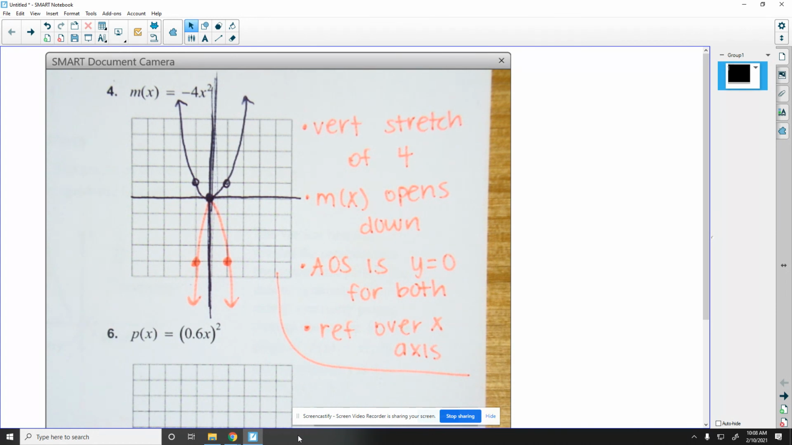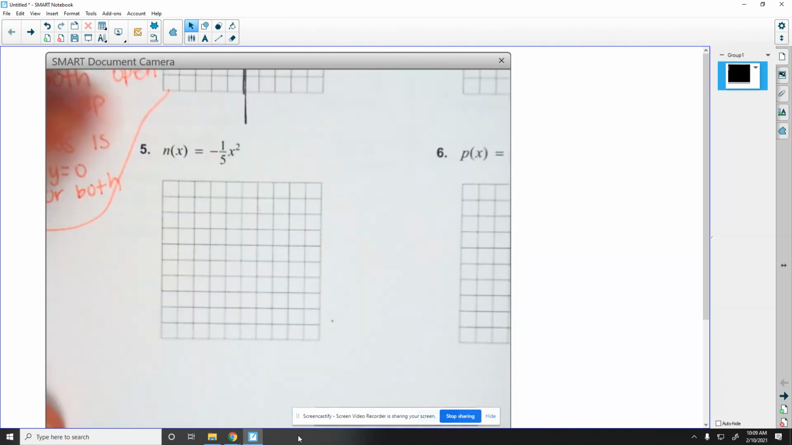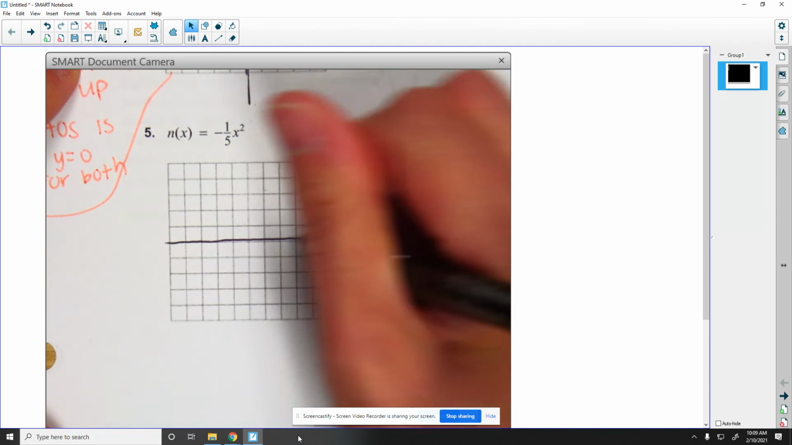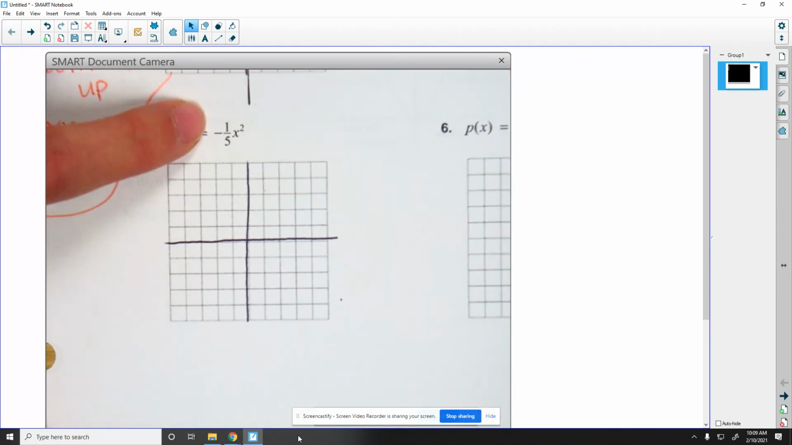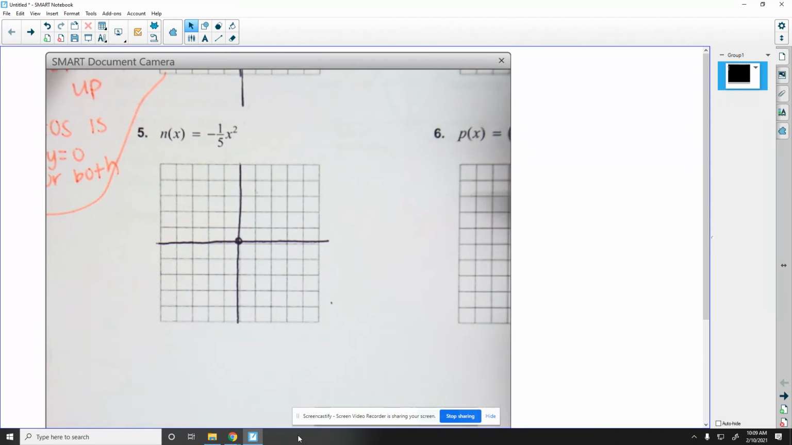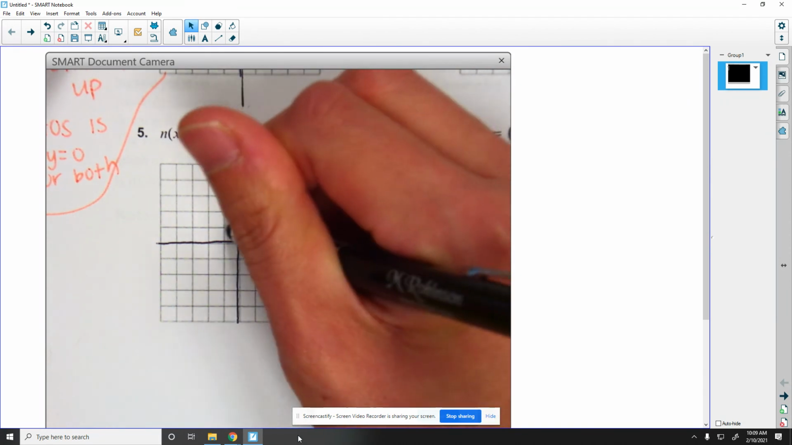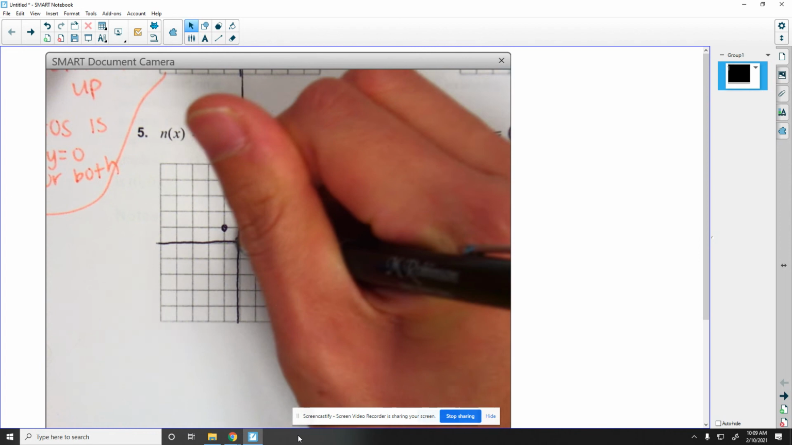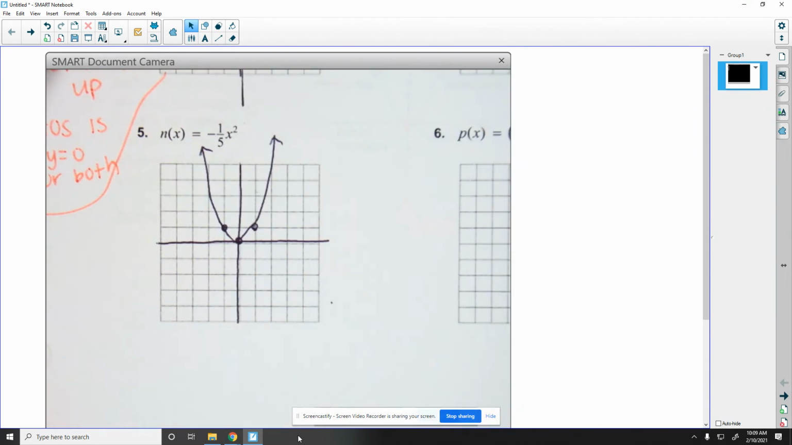Okay, 2 more. First thing, I have a new formula, but let's draw our parent function. Our parent function is at 0, 0, up 1 over 1, up 1 over 1.